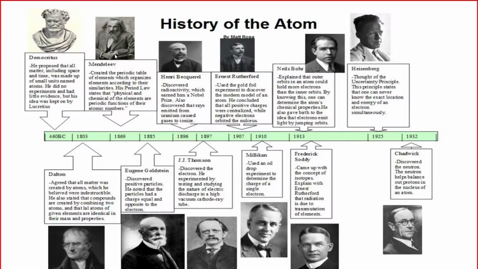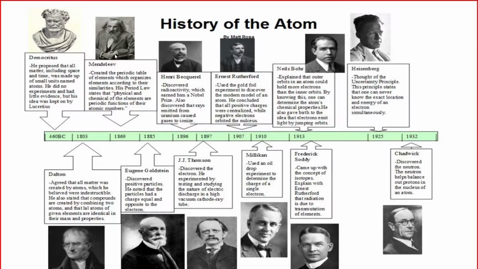And then we have J.J. Thomson. He discovered the electron, and he experimented by testing and studying the nature of electric discharge in a high vacuum cathode ray tube. And then we have Ernest Rutherford, and his most famous experiment was the gold foil experiment, in which he shot a beam of alpha particles at a piece of gold foil. Most of the alpha particles passed through the gold foil, but a few were scattered backward, and this proved that the atom is mostly empty space surrounding a nucleus.